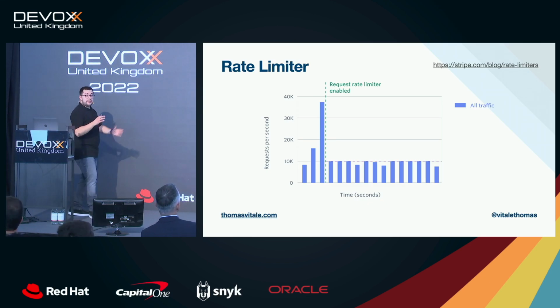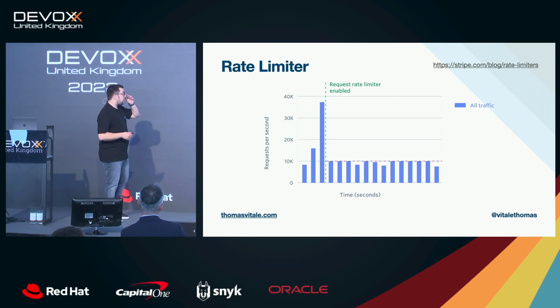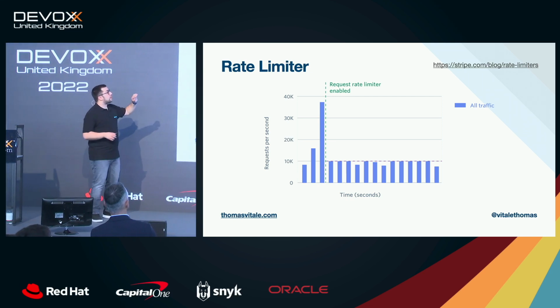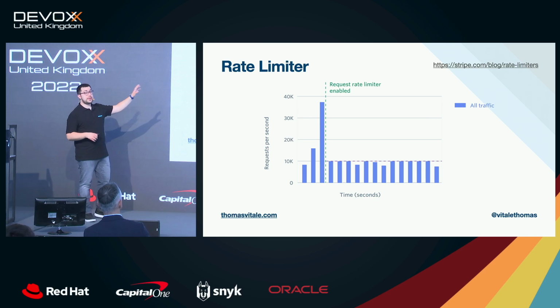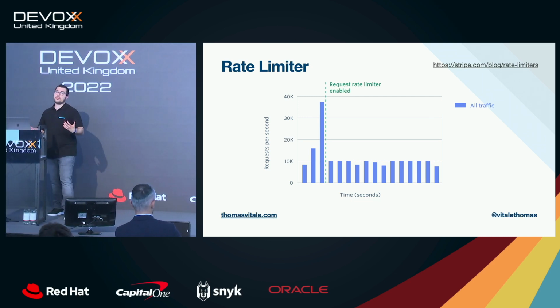The request rate limiter that is provided out of the box in Spring Cloud Gateway is based on a model from Stripe that is implemented and described by Stripe. At that link, you can find more information. It's called a token bucket algorithm.